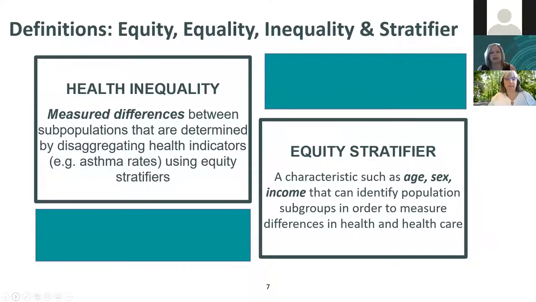The other two terms I want to mention are health inequality and equity stratifier. Health inequality is defined as the measured difference between subpopulations. You can assess this difference by cross-tabulating your health data using equity stratifiers or determinants. An equity stratifier is defined as those characteristics, usually the social determinants of health, such as age, sex, and income, that you can use in an analysis of your data to determine inequalities between groups. Next slide.